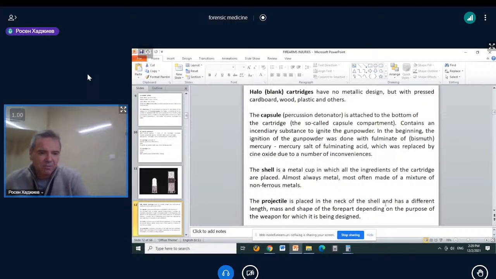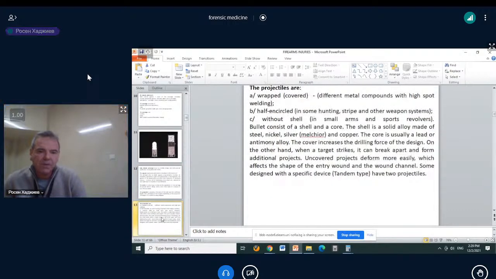The shell, I said before, is a metal cup in which is put gunpowder and projectile. The projectile itself is placed in the neck or in the upper part of the shell. And they are made of different material, they have different mass, depending on the purpose of the weapon. The projectiles are wrapped, covered, half encircled, and without shell. This is the construction of the projectile.